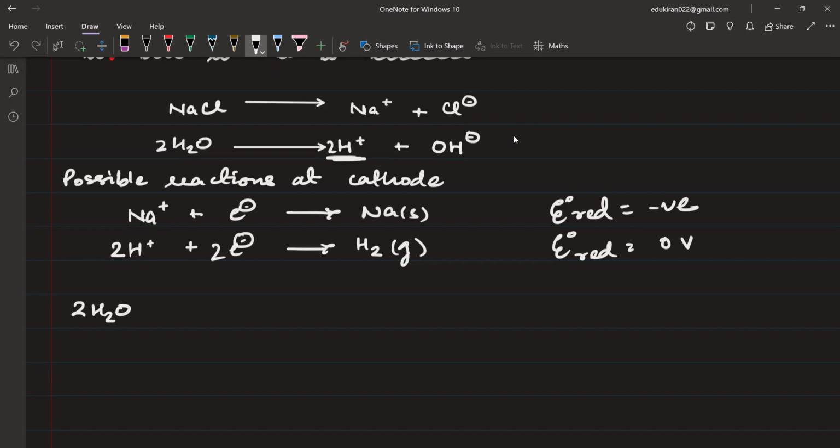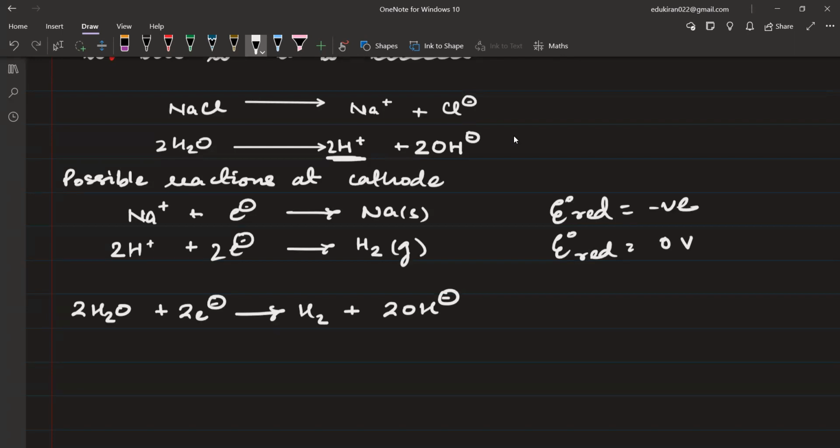ठीक है, 2H2O से हमको एक प्रोडक्ट तो मिलता है 2H plus, वो तो हमको चाहिए था, that I am having, plus 2 electron, and in product I am going to get H2, right, plus I am going to get 2 OH negative also. 2OH negative होता है. Can all of you understand this? Yes or no? Please tell me.